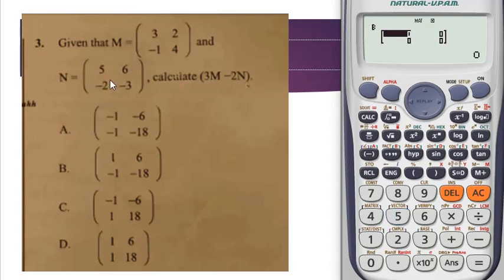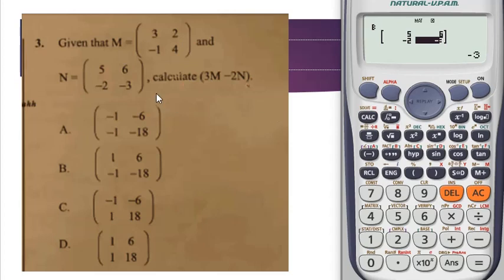So you just punch this into your calculator, just like how we punched the first one, okay. So we have 5, and then you click on equal to sign. You punch 6. Click on equal to sign. You punch minus 2. Click on equal to sign, and then you punch minus 3. And then you click on equal to sign. Okay, so it has recorded both matrix A and B, that's matrix M and N.